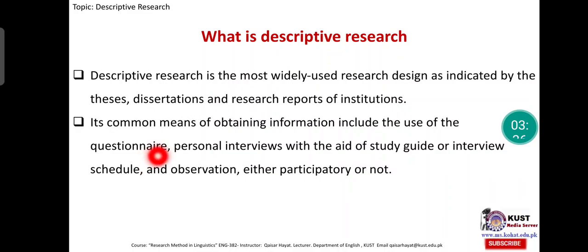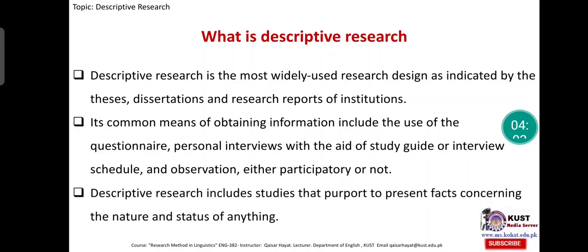Yes, personal interviews. This is also a very important source of collecting data from the participant. In personal interviews, different participants, different samples of the population, are interviewed with the aid of study guides, interview schedules, and observation, etc. It is not necessary that the participant should be participatory. Even if they are not, we can take the information from them. Now, descriptive research includes studies that purport to present facts concerning the nature and status of anything.